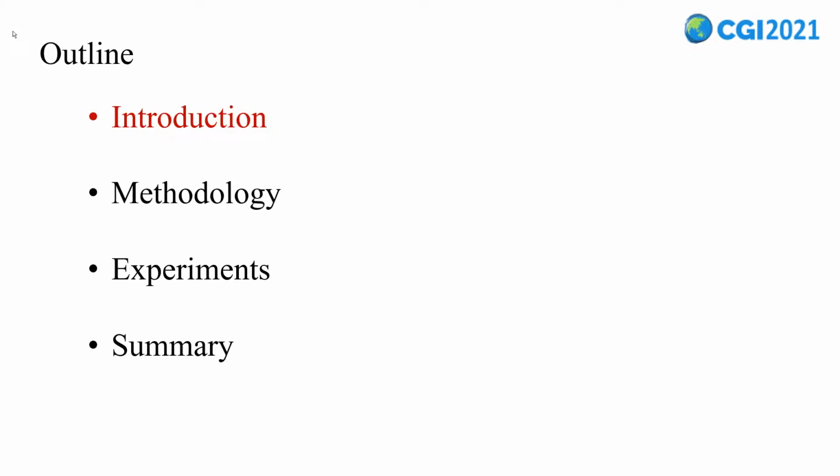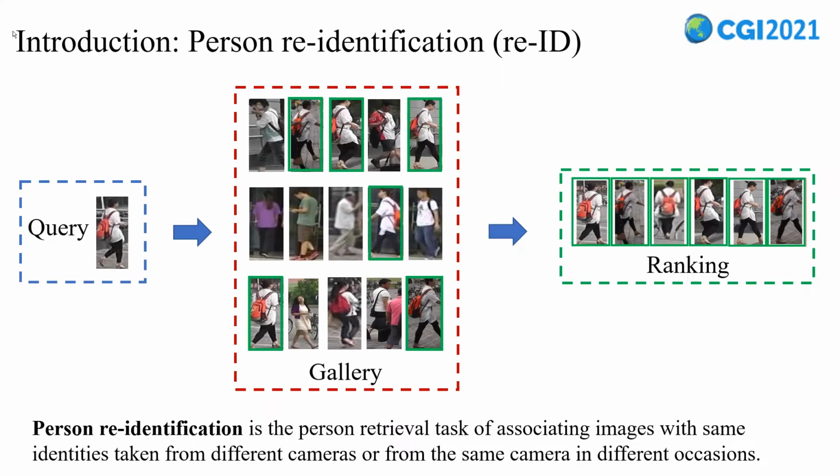Firstly, introduction. As we know, person re-identification is the person retrieval task of associating images with the same identities taken from different cameras, or from the same camera on different occasions. Given a query person image, it aims to retrieve person images of the same identity from a gallery acquired by different cameras.